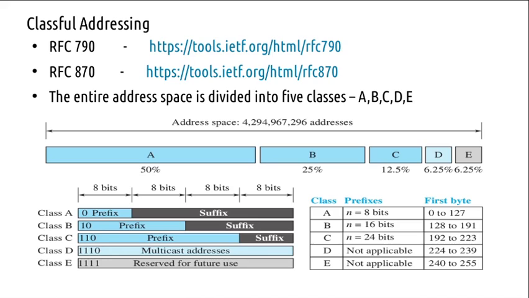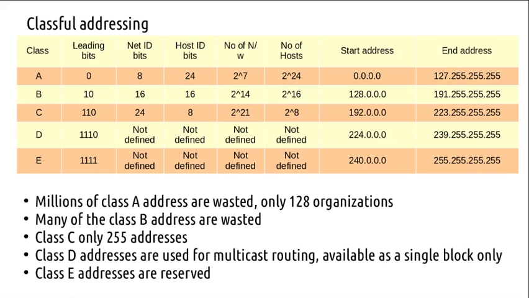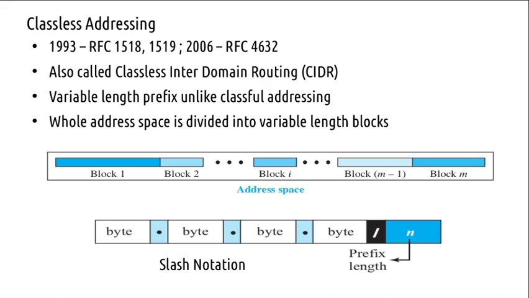Classful addressing had a fixed length prefix, and it had divided the address space into five different classes. That was impractical for various reasons, so they went for classless addressing, which is called CIDR, classless interdomain routing. What interdomain routing means we'll explain later, but for the present just understand that there are no classes.